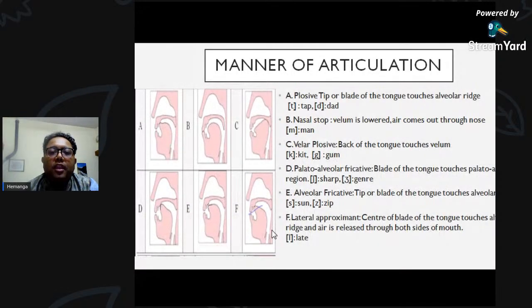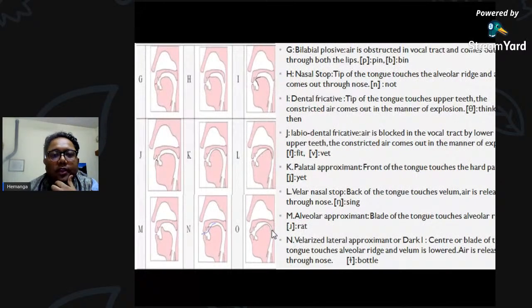Then comes the velar plosive, where the back of the tongue touches the velum, the palato-alveolar fricative, so all these things. Then approximant, where different things are there, so I'm not going into details. In approximants, the active articulator and the passive articulator don't come close together, but they are in very close connection. They don't touch. These are approximants like ya, wa, ra. These are all approximant sounds.